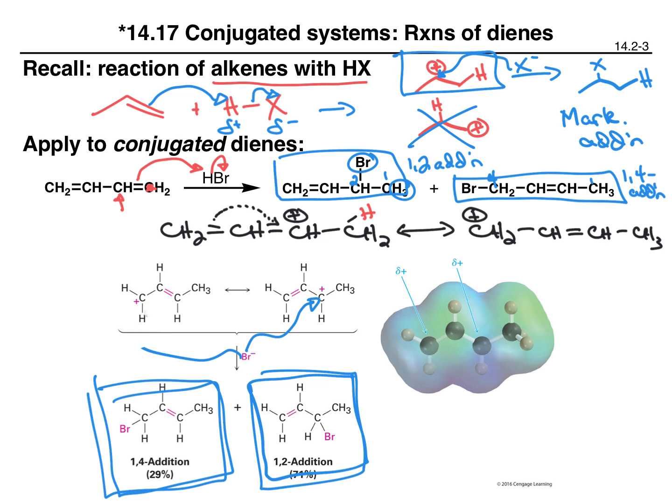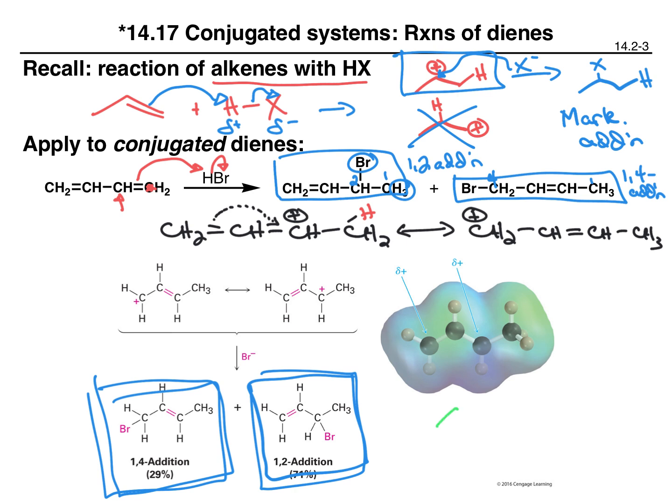So let me erase this just so we can see a little bit better. All right, now here we have, if this resonance structure existed, it would have a primary carbocation. If this resonance structure existed, it would have a secondary carbocation. This one would be the major resonance contributor. Therefore, the resonance hybrid would have a small amount of positive character here and a big amount of positive character here. Therefore, the bromine would rather attack this position than this position, which gives us the 1,2 addition in this case as the major product.